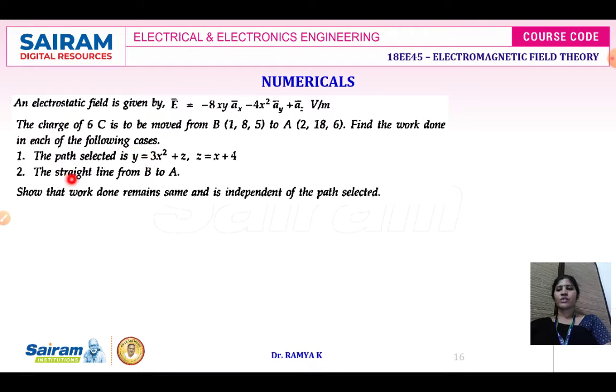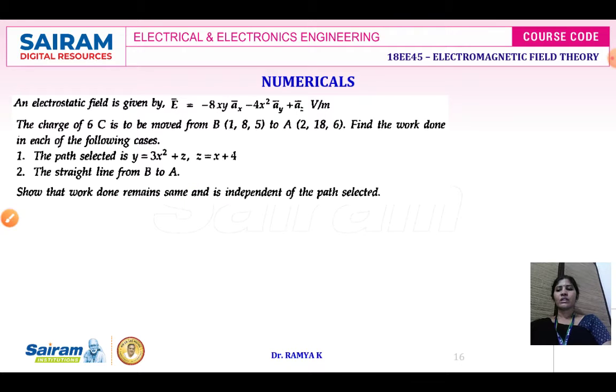First is by means of the path selected, y is equal to 3x square plus z and z is equal to x plus 4. So two methods you have to use. One is the line segment method, y is equal to 3x square plus z and z is equal to x plus 4. The second one is the straight line method from point B to point A.